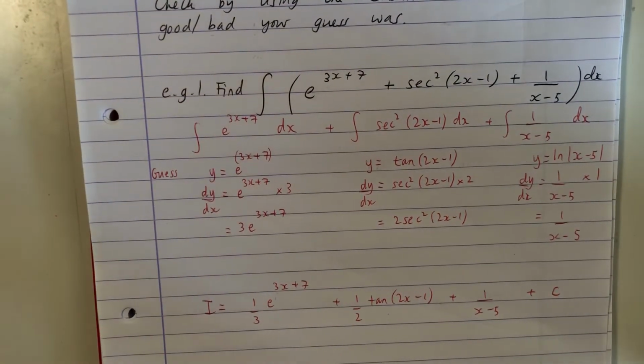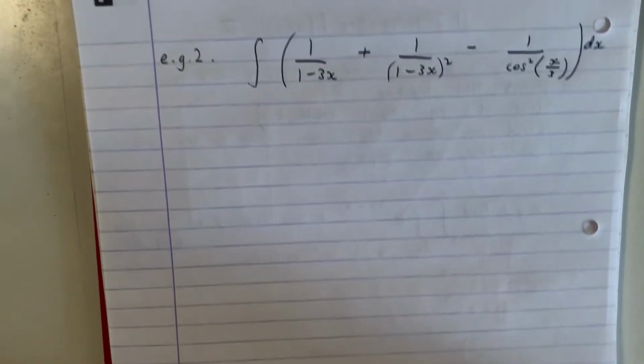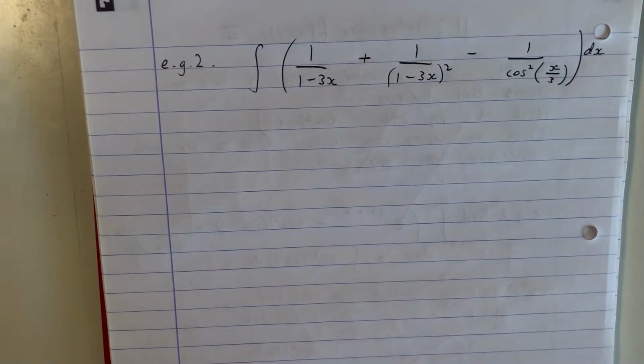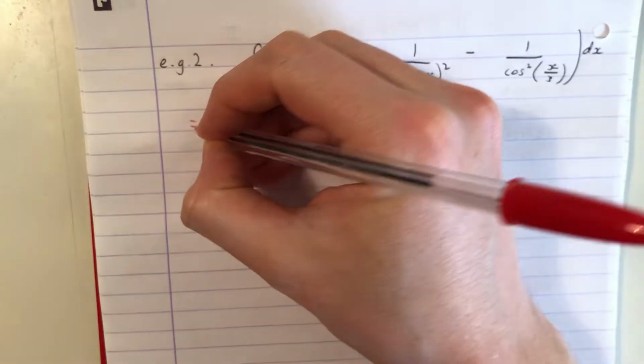Okay, moving on to example number 2. We have this function: integrate 1 over 1 minus 3x, plus 1 over (1 minus 3x) all squared, subtract 1 over cos squared of x over 3. Okay, same as before, treat them separately.